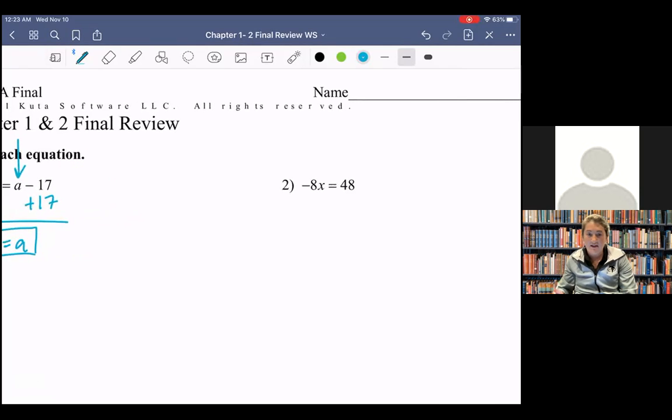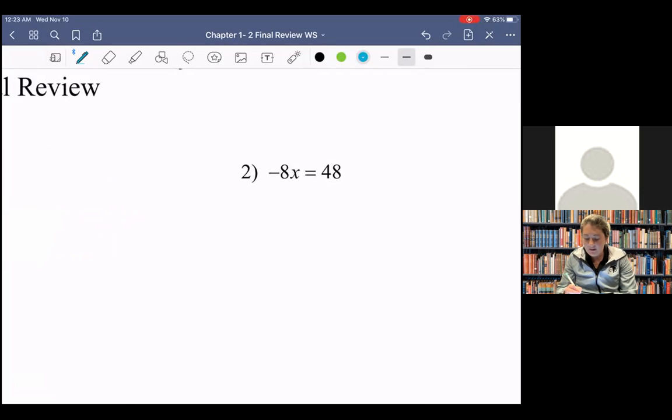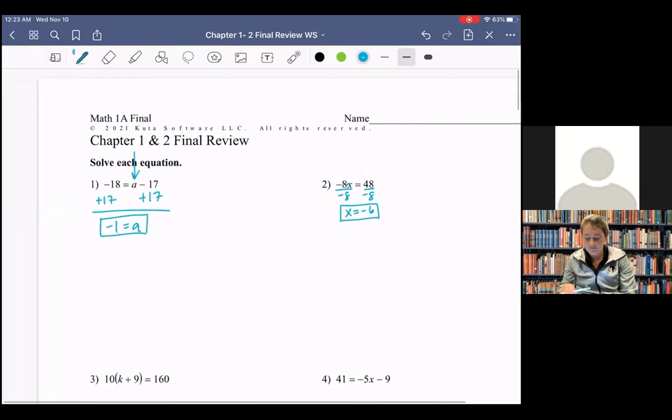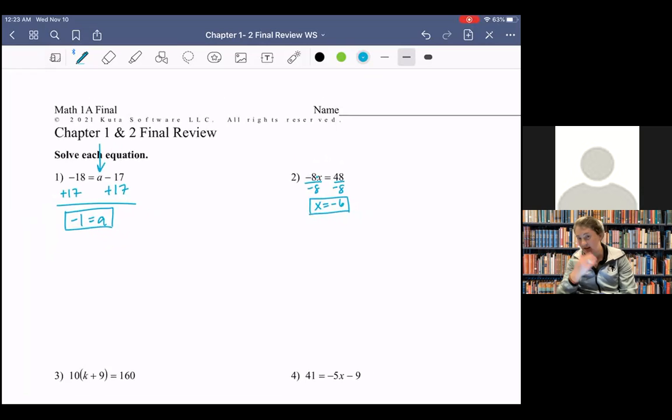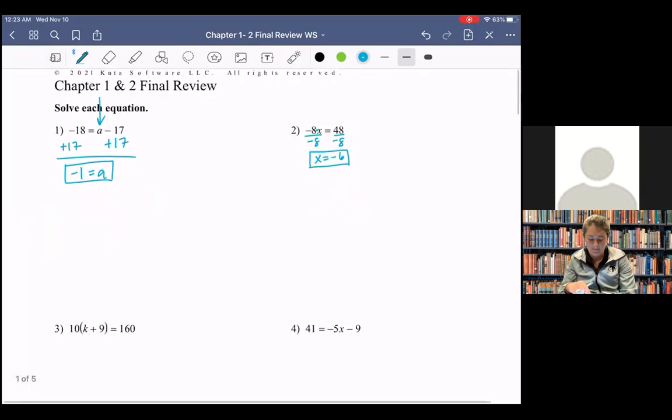Next one, -8x equals 48. Remember, if there's a number right next to the x, that's like a multiply. So we need to divide by -8 to solve this one. So I'm going to get x equals -6. You can double check that division on your calculator if you want.